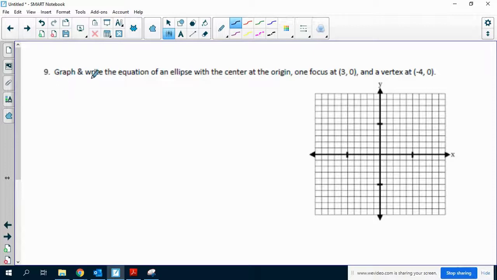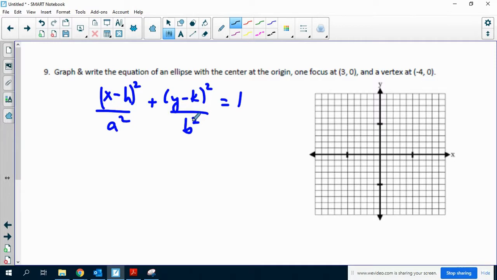Problem 9 for ellipses, we're going to graph and write the equation of an ellipse with the center at the origin, one focus at (3, 0), and a vertex at (-4, 0). So we have (x - h)^2 / a^2 + (y - k)^2 / b^2 = 1, and then we have a squared and b squared down here. So what are the things we know?